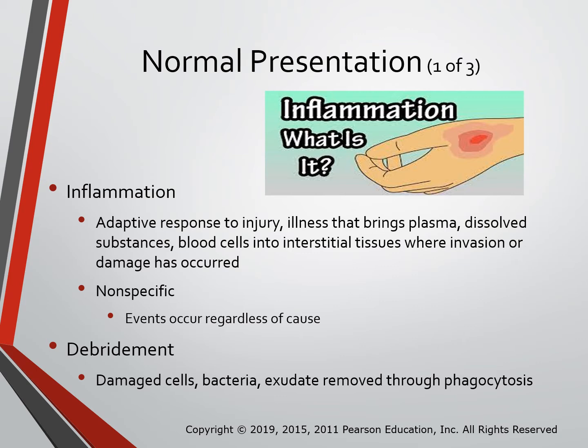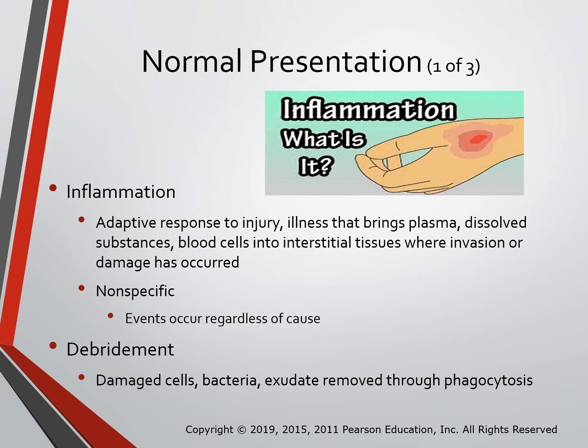So what do we see in the normal presentation? Inflammation is an adaptive response to injury or illness that brings fluid or plasma, dissolved substances, and blood cells into the interstitial tissues where the invasion or damage has occurred. This innate immune response is nonspecific because the same events occur regardless of the cause of inflammatory process. So regardless of what's causing it, this same process is going to occur. Through the inflammatory reaction, the invader is neutralized and eliminated. So the body's immune system fights against it to get rid of it.